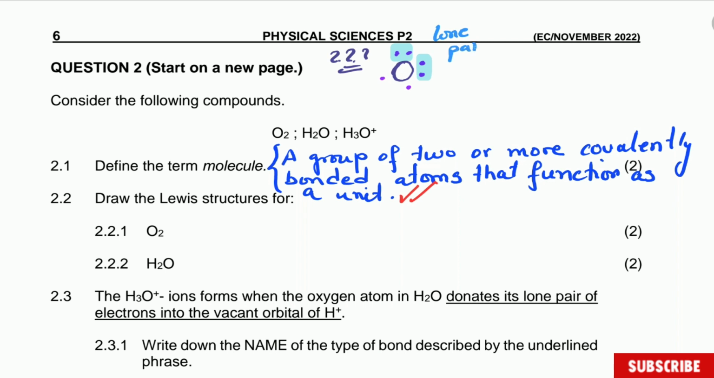It is important to know that this one here is called a lone pair. And the other ones that are single are called unpaired electrons. These unpaired electrons are the ones that are going to be involved in the bonding.